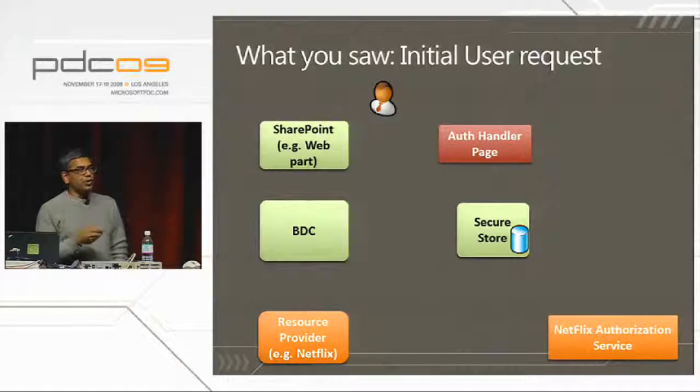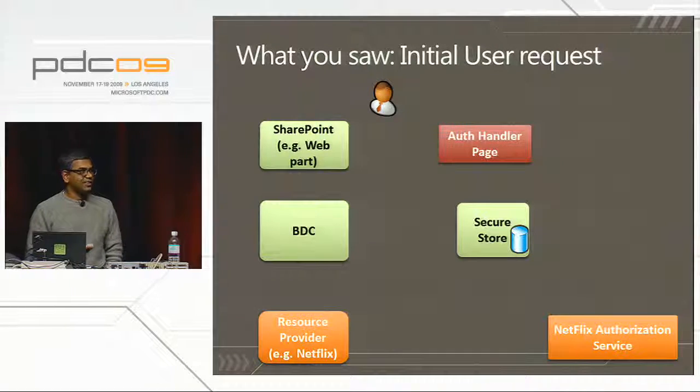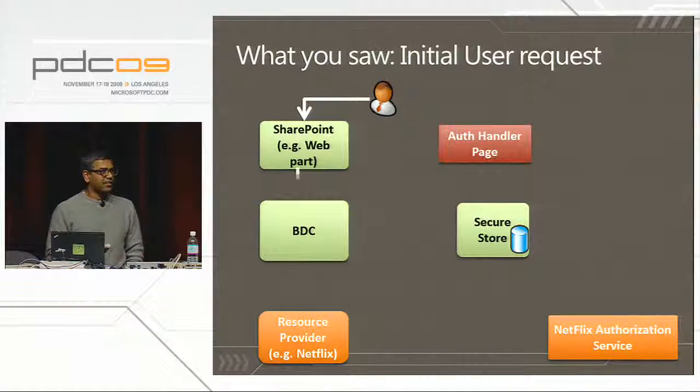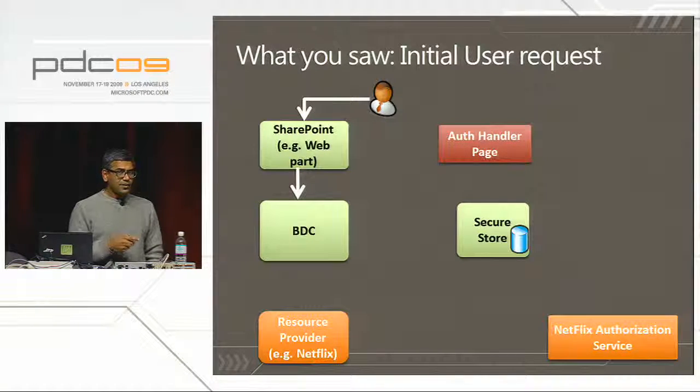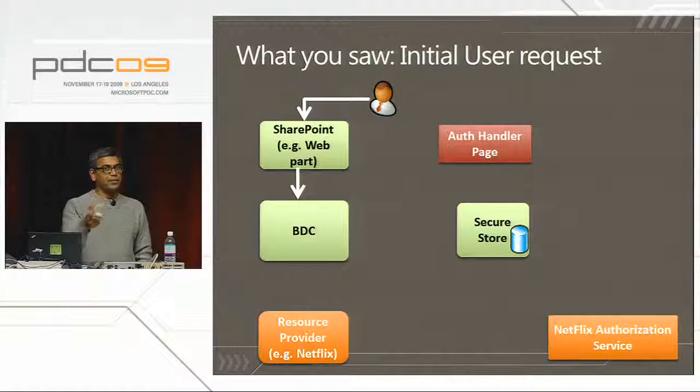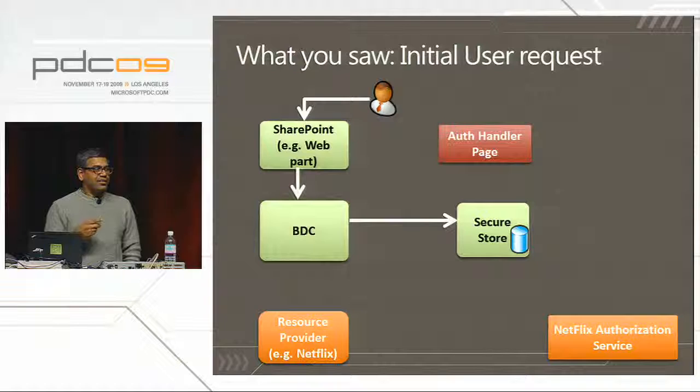So what would have happened when you saw that is we went to the page, you saw that. The BDC tried to get, we made the call, the web part made a call to the BDC. It went to the secure store, and this little part is the one that's not in beta 2. So it actually did not know how to call the web page automatically.